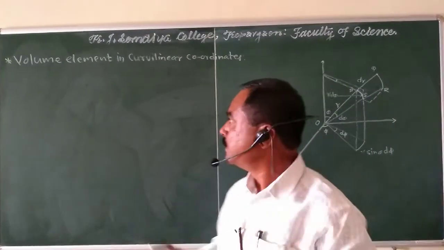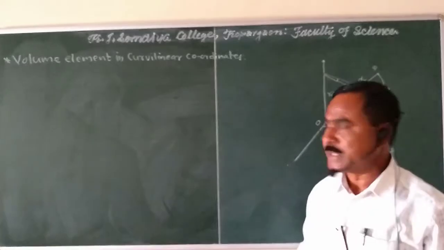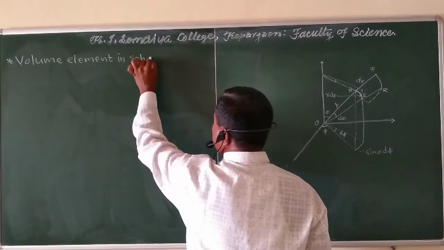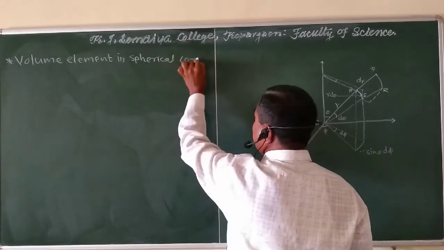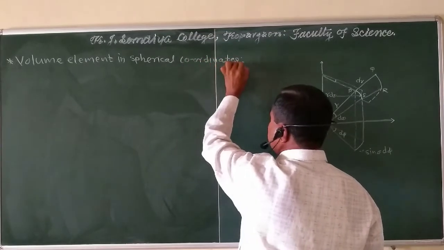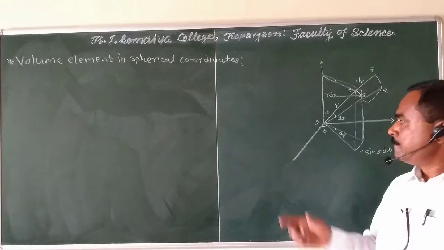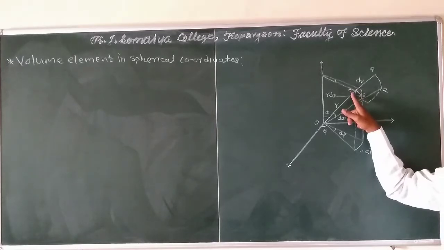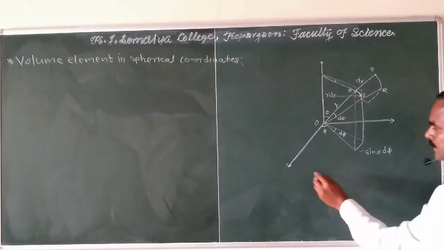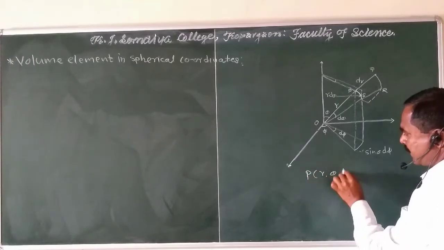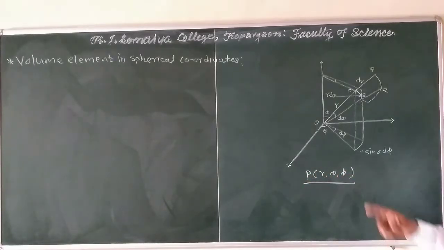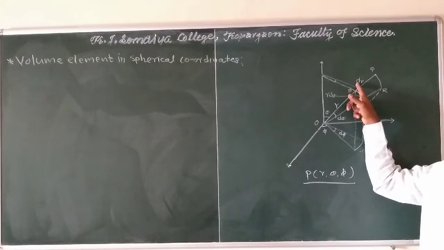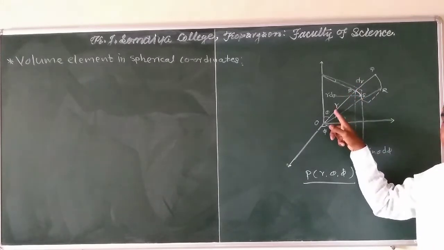Now next we consider the volume element in the spherical coordinate system. We consider this diagram. Here the point P has spherical polar coordinates r, theta, phi. Then we give an increment to the position vector r by dr, that means we increase r by dr.